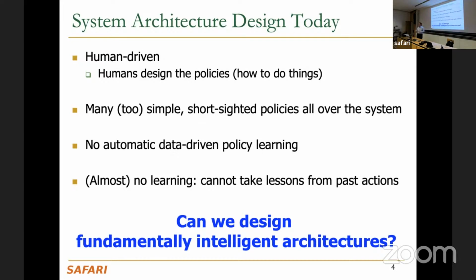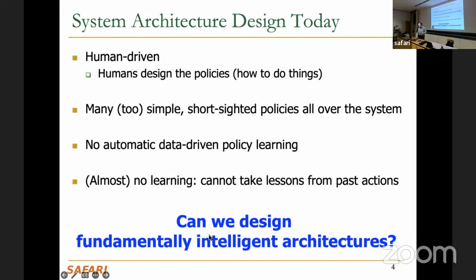It's very different from how humans operate, hopefully, at least in the ideal world, right? Humans should become better based on experience. It's not clear if that always happens, but that's the goal. And at least we have the capability to do that if we actually nurture ourselves in the right way. And essentially, there's almost no learning. You cannot take lessons from past actions.